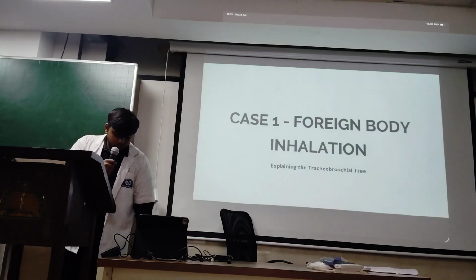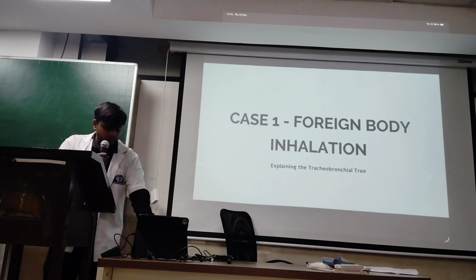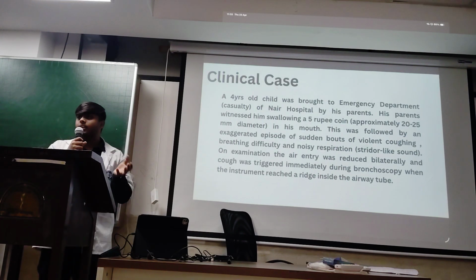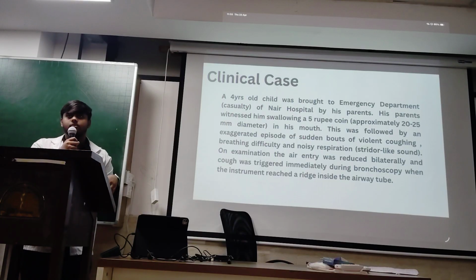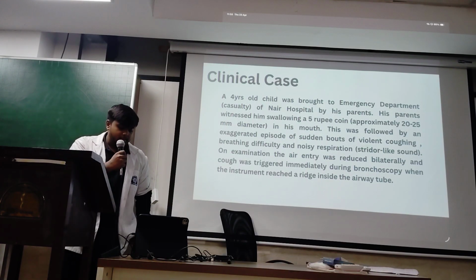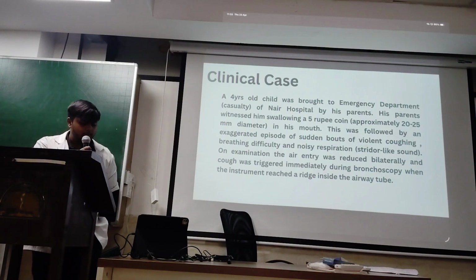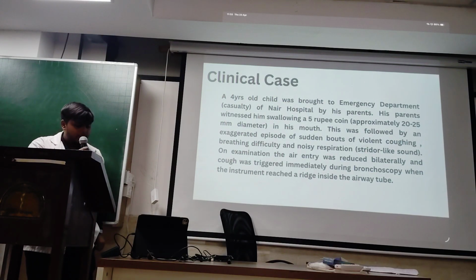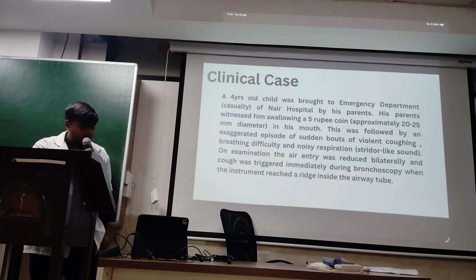So, case 1, foreign body inhalation. Before proceeding towards the topic, I would like to discuss this clinical case with you. A 4-year-old child was brought to the emergency department casualty of Nair Hospital by his parents. His parents witnessed him swallowing a 5 rupee coin approximately 20 to 25 mm in diameter in his mouth.